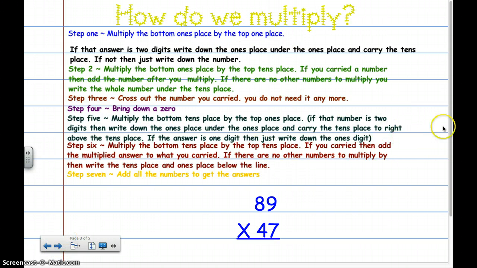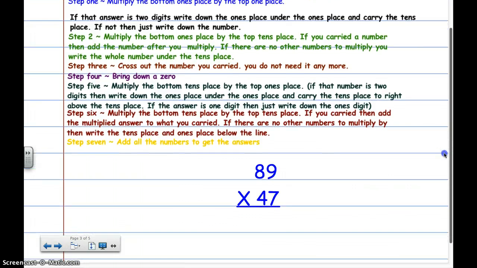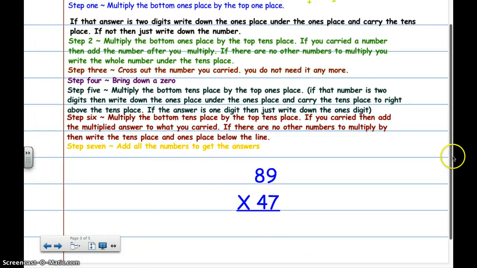Let's get started. How do we multiply? First, you always go ones place times the ones place. You need to be practicing your basic facts, which is on your homework. You need to be able to do 9 times 7, which is 63. So I'm going to write down the 3 right here. I'm not going to write the 6 because that does not go here. It gets floated up here, and you can put a plus sign next to it.